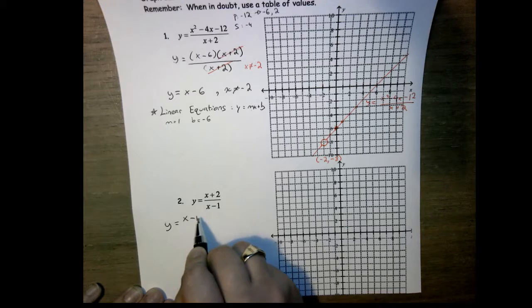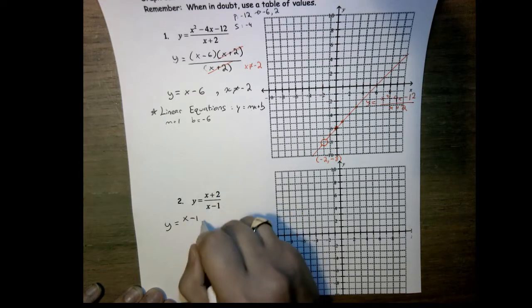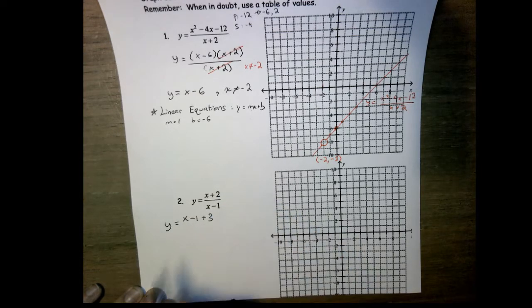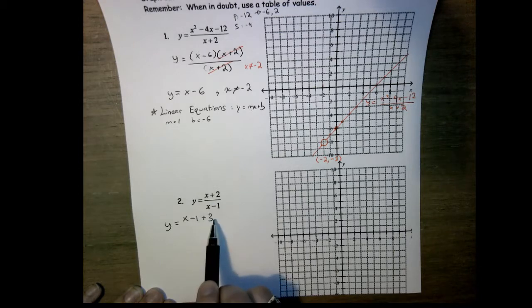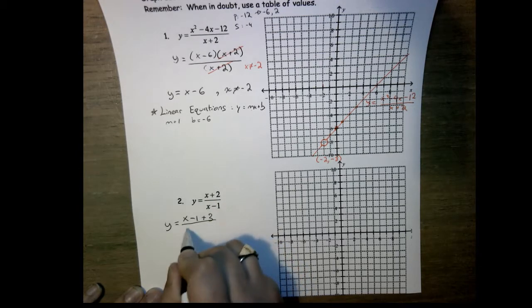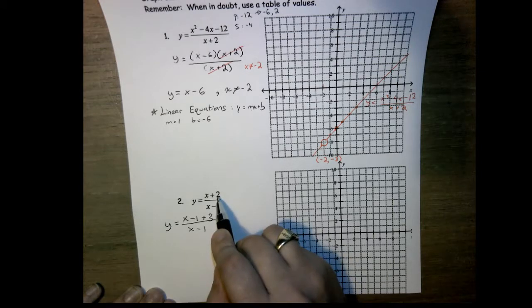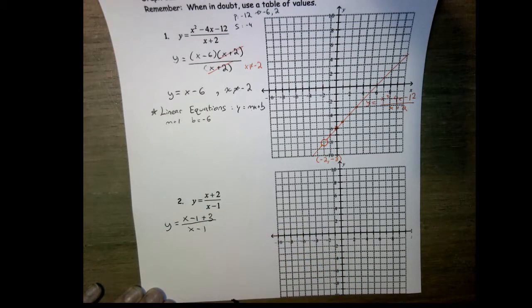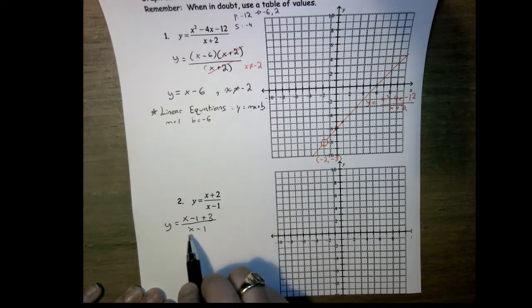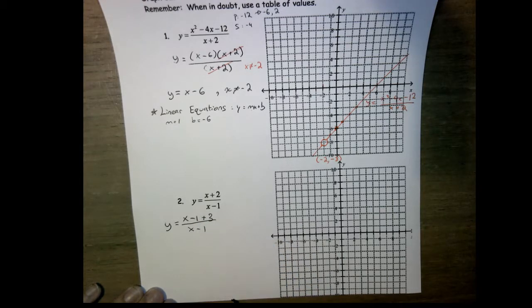In order for this step to be equal to this step, I'd have to add 3 afterwards, right? Because x minus 1 plus 3 is the same as x plus 2. And all of this is going to be over x minus 1. So far all I've done is turn a 2 into minus 1 plus 3. And I picked minus 1 because I have x minus 1 as my denominator, right?